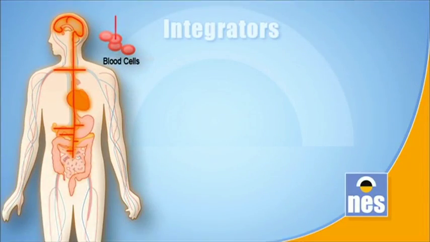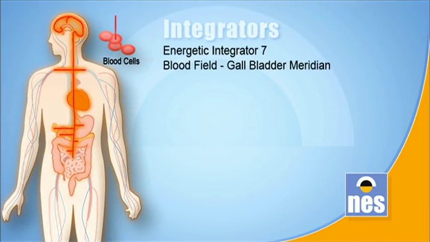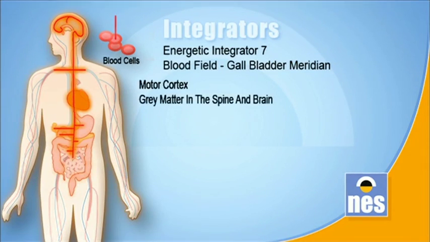Let's look at the next one, the Integrator 7 mind map. We begin again at the top and work down to the bottom. We've got the motor cortex and grey matter in the spine and brain. In Chinese medicine, this was called the gallbladder meridian, and we've changed it and called it Integrator 7. It hasn't actually got much to do with the gallbladder, except it's one of the 6 organs that belong in this compartment, and they're all little organs.